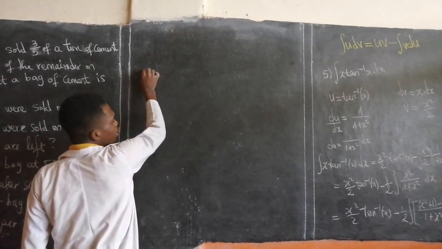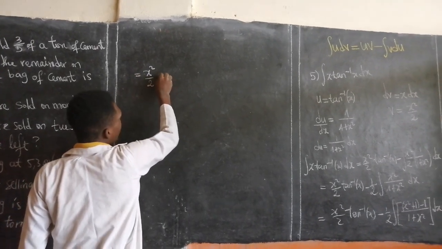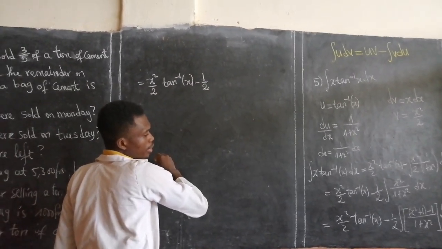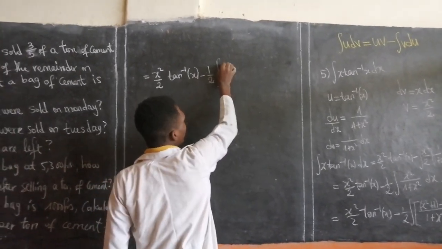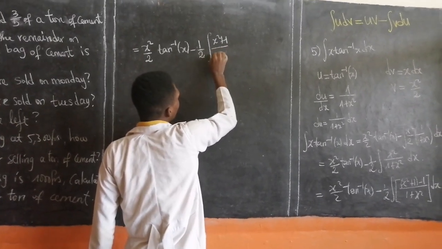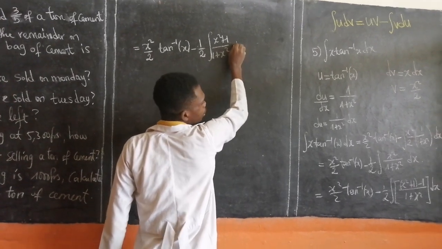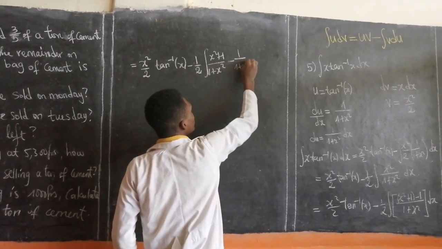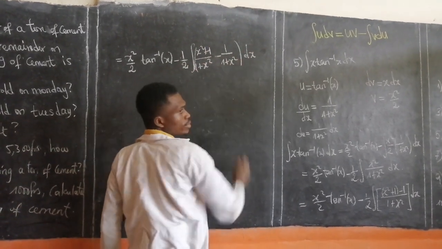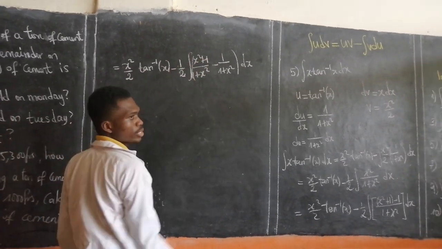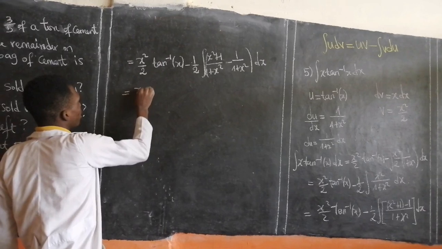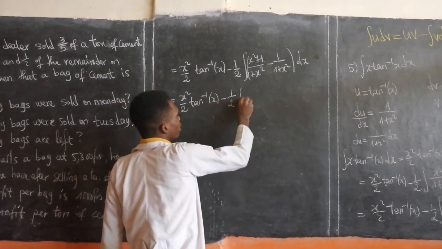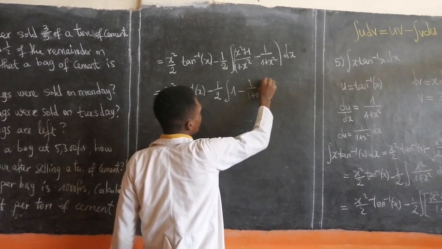So from there I have x squared over 2 tan inverse of x minus half times the integral of x squared plus 1 over 1 plus x squared, plus minus 1 over 1 plus x squared, all this dx. Now x squared plus 1 and x squared plus 1 will cancel up and down. So I have x squared over 2 tan inverse of x minus half times the integral of 1 minus 1 over 1 plus x squared dx.